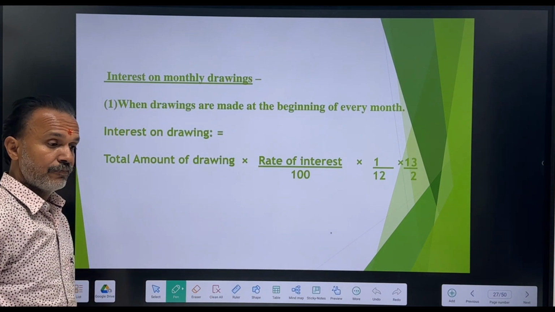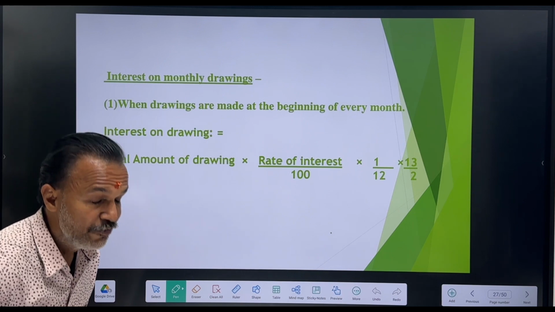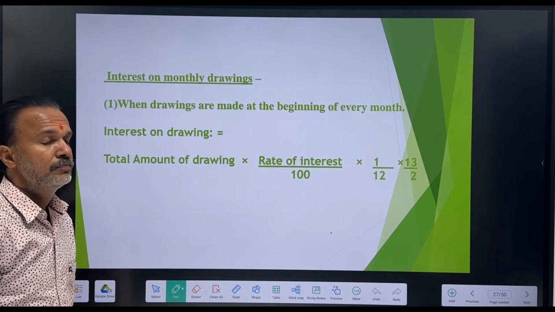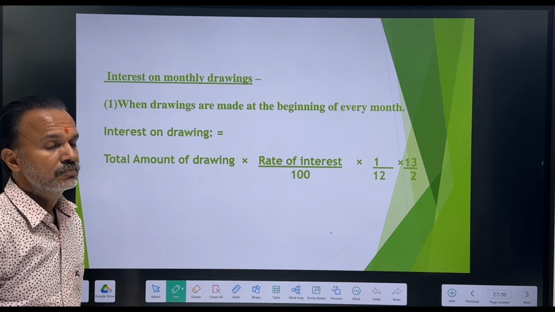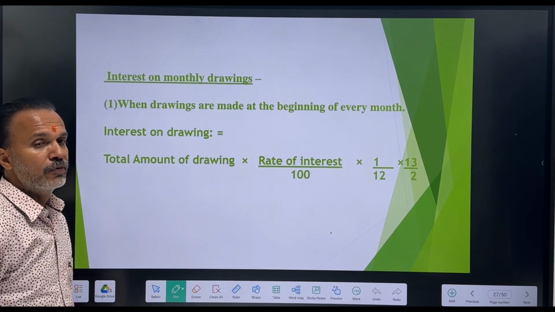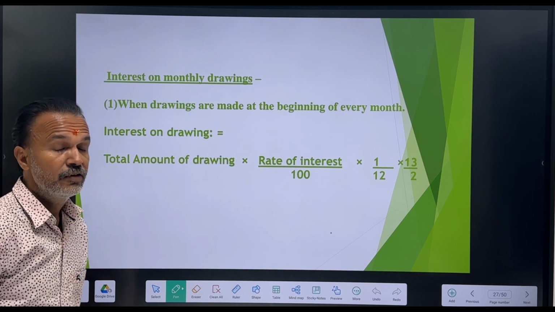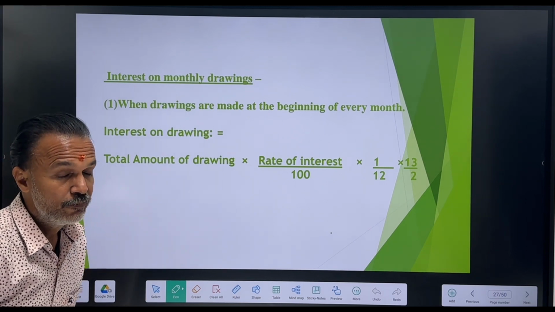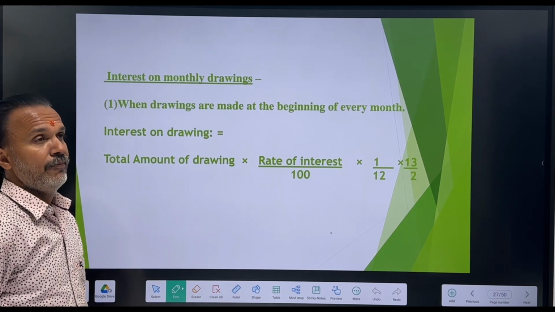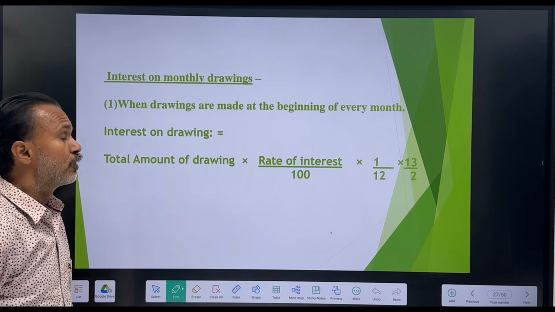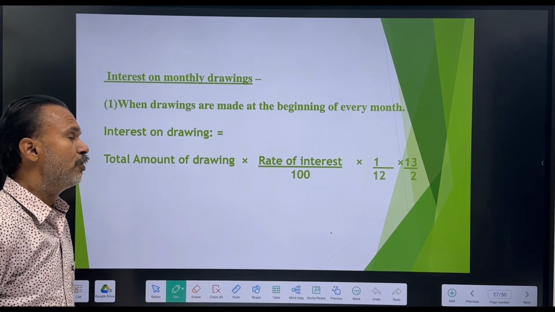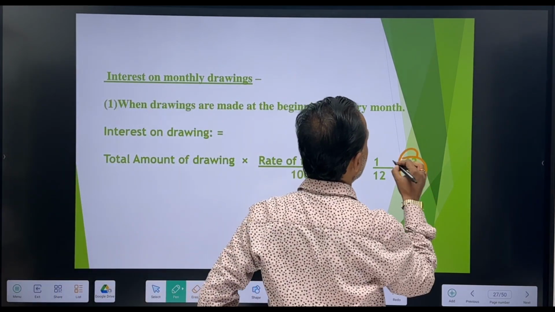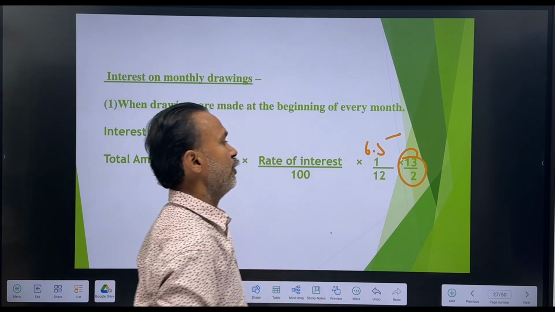Interest on monthly drawing. If the partner withdraws a fixed sum of money from the firm for personal use regularly, in this case we calculate interest on such drawing as follows. There are three methods for this. First, if the partner withdraws a fixed sum at the beginning of every month, interest on drawing equals total amount of drawing × rate of interest/100 × 6.5/12.